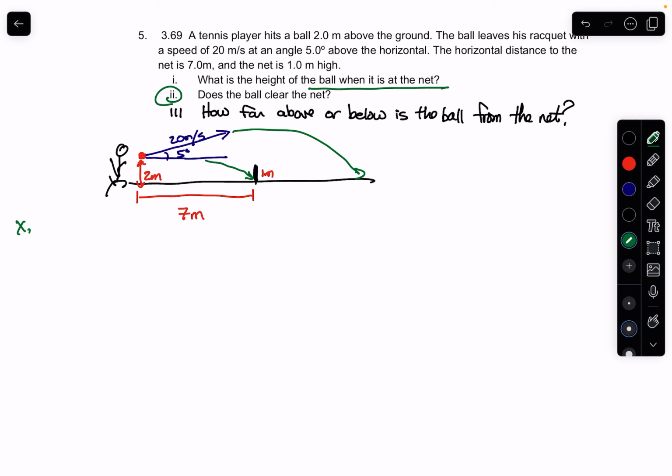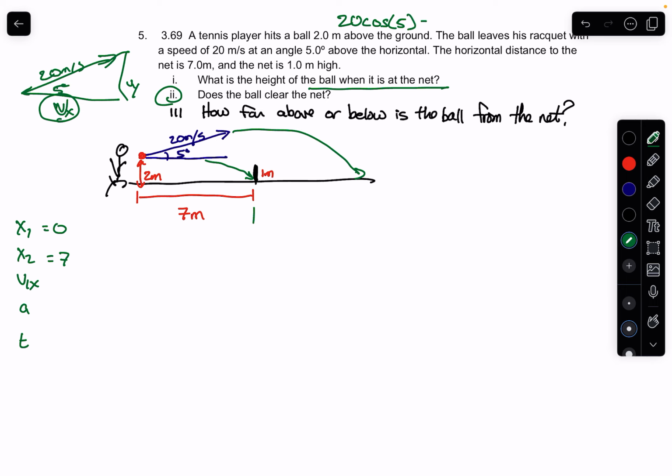What do I know? I've got x1, x2, v1x, a, and t. x1 is 0, x2 is 7, right? Because this is the x direction. For v1x, we do have to do some SOHCAHTOA games. So we've got 20 meters per second, and we've got 5 degrees. I've drawn it way bigger than 5 degrees. But the Vx is here, and the Vy is here. So you have to use SOHCAHTOA on that. For the Vx, that'll be cosine. So I'll say 20 cosine of 5 degrees, and that number will go here. Acceleration is 0 in the x direction.